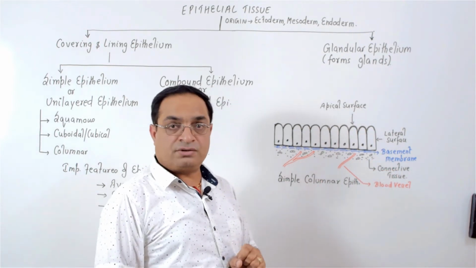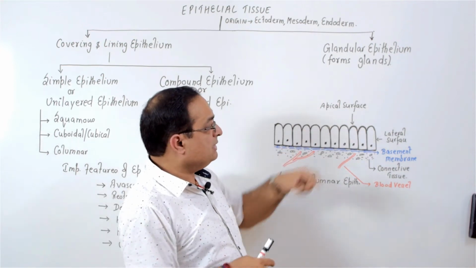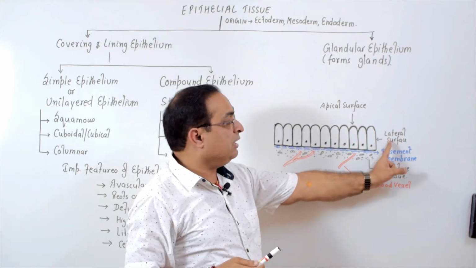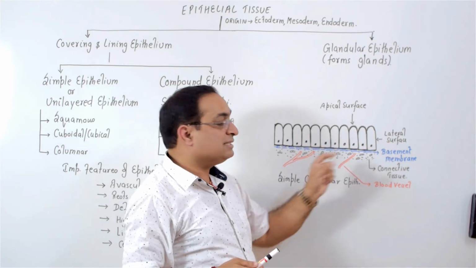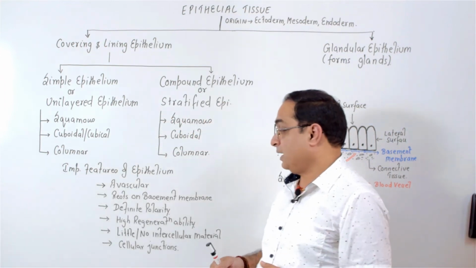Another important feature is that epithelial cells have definite polarity. They have an apical surface, as we have shown here, this is the apical surface. They have a definite lateral surface and a basal surface. The basal surface faces the basement membrane.